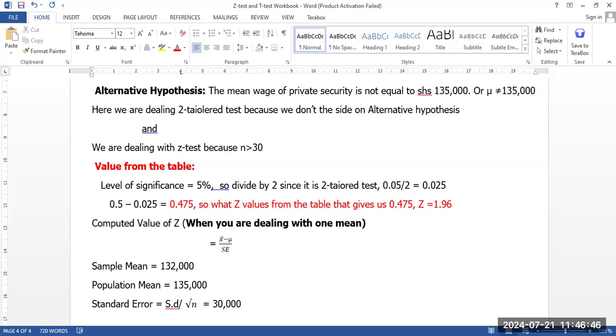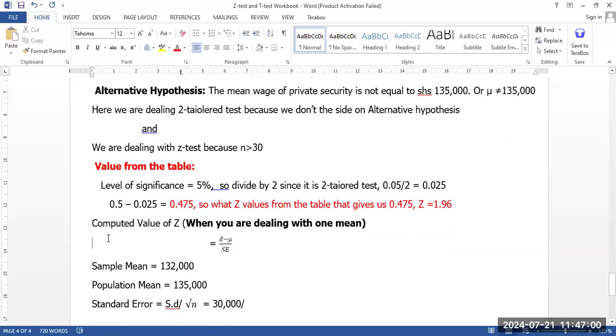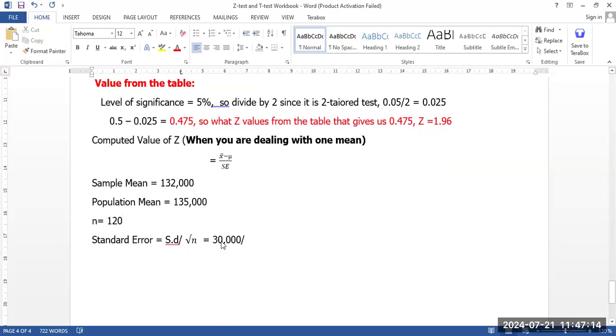Then divide by root n. What is n? Our n is equal to 120. So we get 30 divided by root 120. What do you get?